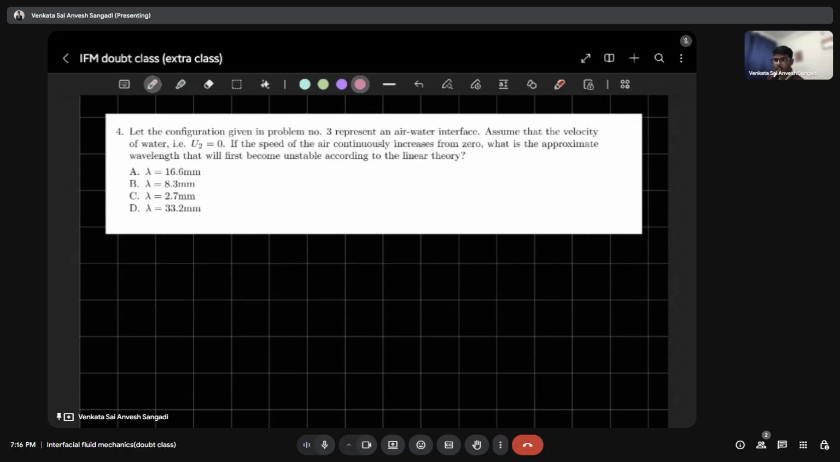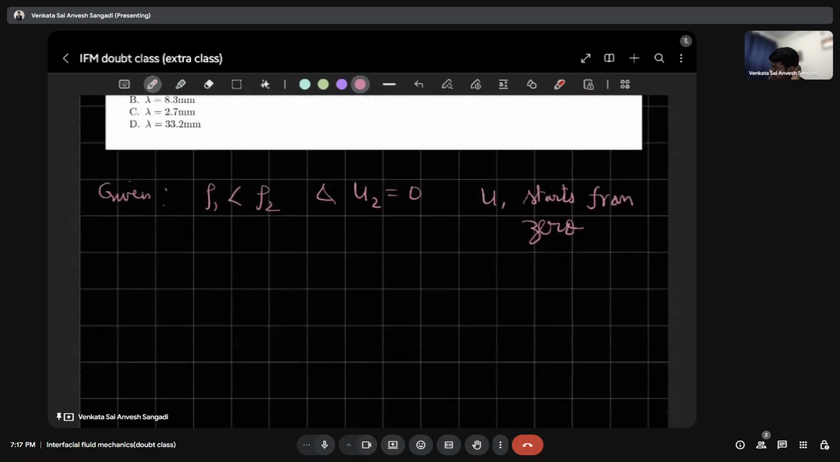Okay, let's write down what is given. Given is rho 1 is less than rho 2, that is, air density is less than the water's density, and u2 is 0, and u1 starts from 0. So the air above is just starting to blow, and the question is, if the speed of air continuously increases, what is the approximate wavelength that will first become unstable according to linear theory?